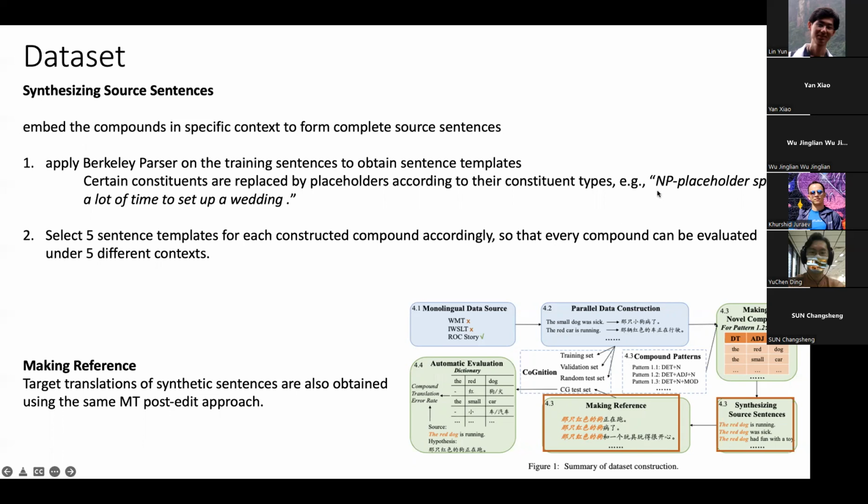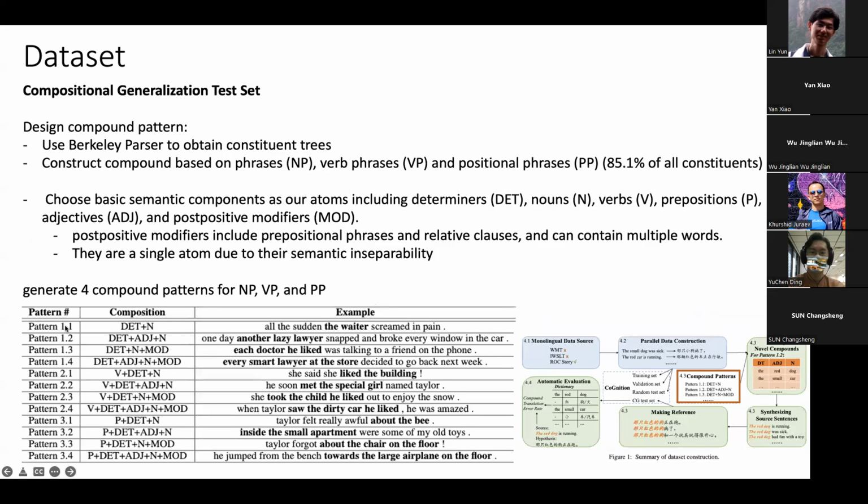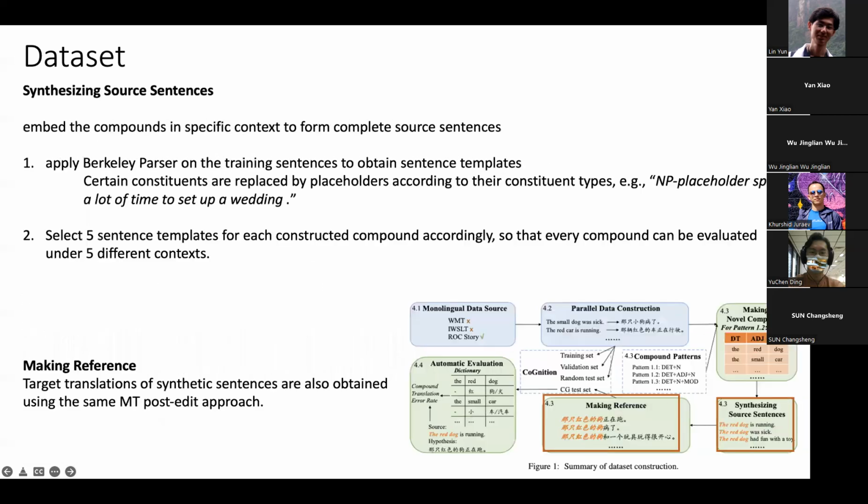Yeah, and yes, you fill in a new compound here. For example, you fill in a new noun compound. These four are all noun compounds, and if you fill these four highlighted parts into that sentence, the sentence still makes sense, right? So: another lazy lawyer spent a lot of time to set up a wedding. That also makes sense.